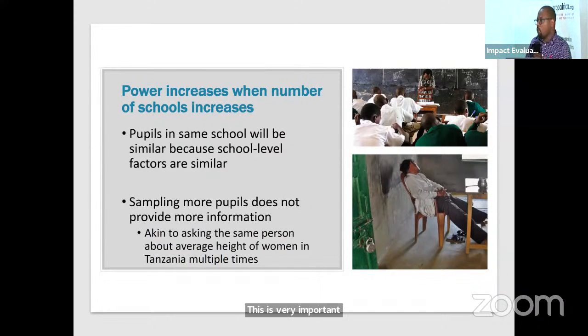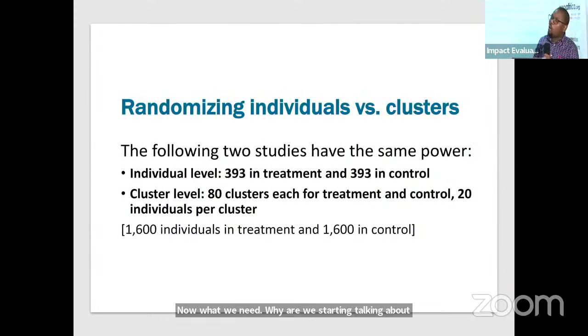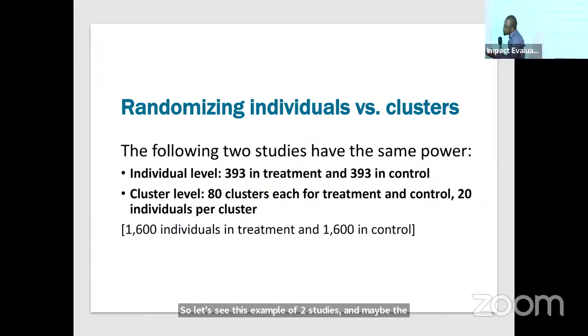Now, why are we talking about clustering? The question that we were trying to answer is, at what level should we randomize? Should we randomize at the individual level or at the cluster level? So let's see this example of 2 studies, and maybe the question that was asked on how big should the control and treated group be, right?